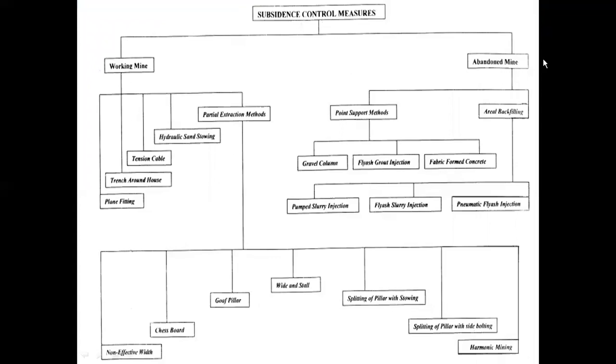This flow chart basically represents the methods that we need to follow to control the subsidence. See here, subsidence control measures. First one, while carrying out the mining activity, and the second, in case of abandonment. While carrying out the mining activity, one is plane fitting. If a building is present on the surface, jacks are attached to the bottom of the building. They will be adjusted in such a way as to minimize the strain produced in the event of any subsidence.